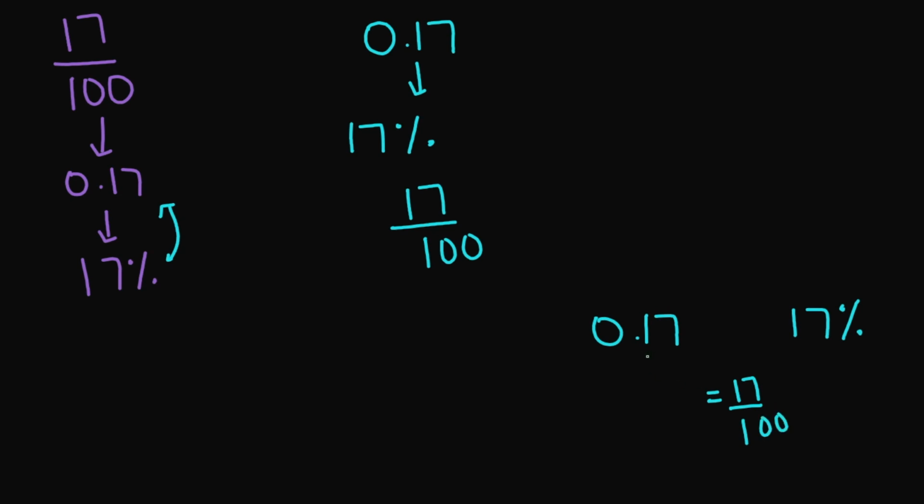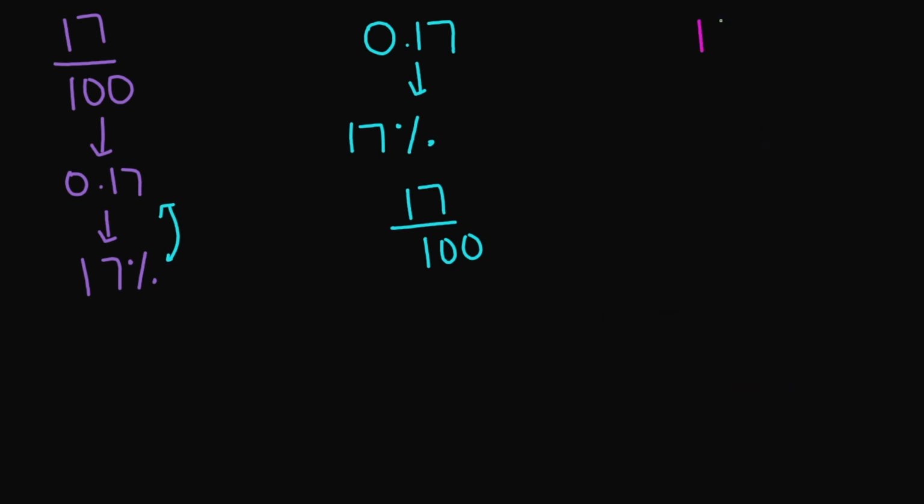Remember your decimal, you do your tens place, your hundreds place. So this is going to be 17 over 100. And then because we have 17% here, as a fraction this is going to be 17 over 100. Because this indicates this is percent per 100, so it's a 17%.